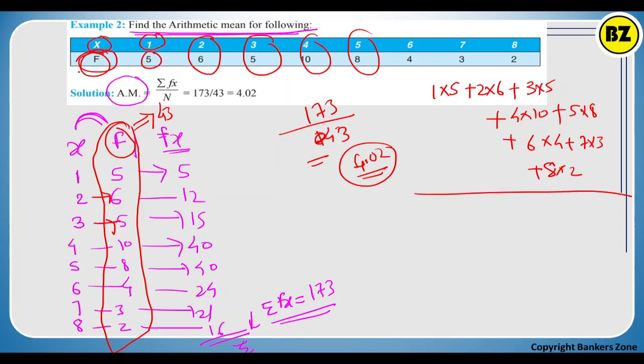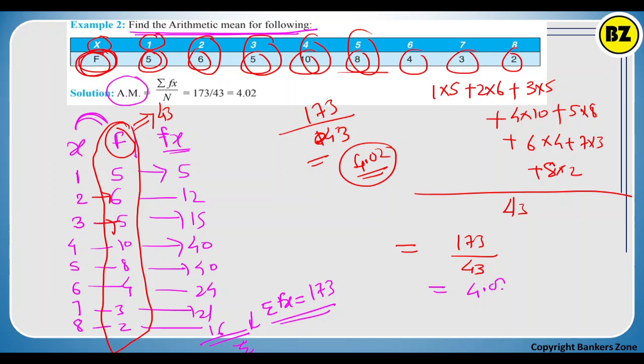This total is divided by the total number of elements. Frequency is the number of times it repeats, so 5 plus 6 plus 5 plus 10 plus 8 plus 4 plus 3 plus 2, the total of f, you will get 43. Okay, so when you solve further, you will get 173 divided by 43. So your answer will be 4.02. So you got the idea, you got the concept. Very easy to find the arithmetic mean.